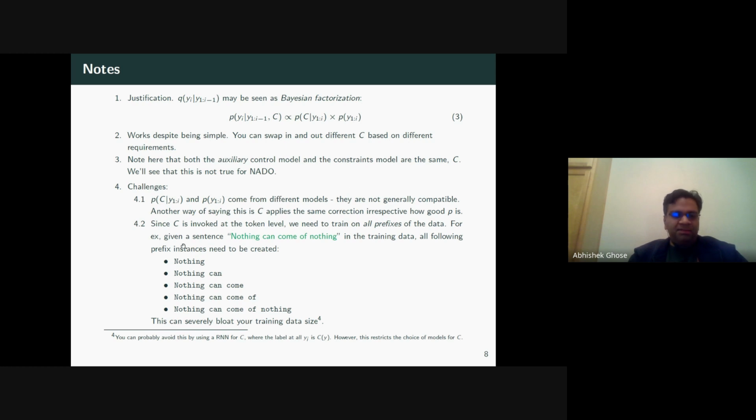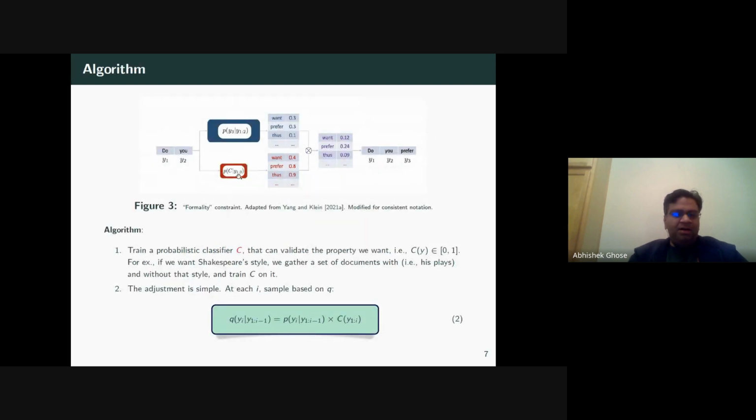The other problem is a training time challenge and operational challenge. The other problem is that your C, right, has to predict on partial strings, right? Here it is predicting on the first three symbols of the sequence Y, right? And it has to do it for the first four symbols and the first five symbols all the way up till the end of sentence symbol.